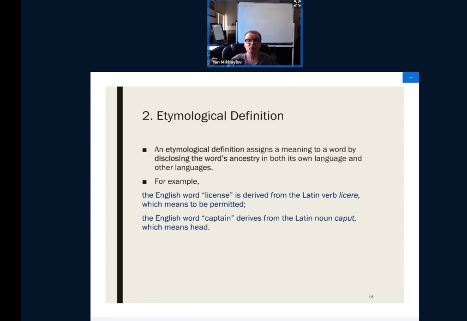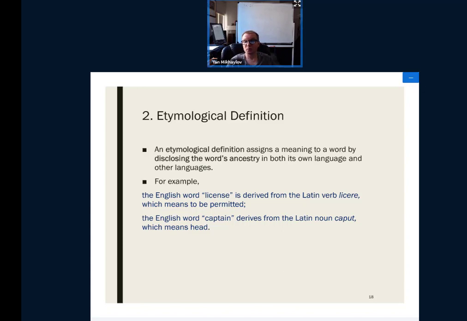Etymological definition. This is an excellent type of definition. It gives us a lot because it goes back to the ancestry of the word. Where does the word come from? That's the word's etymology. Its background. How was it created? For example, the English word license is derived from the Latin verb licere, which means to be permitted. The English word captain derives from the Latin noun caput, which means head.